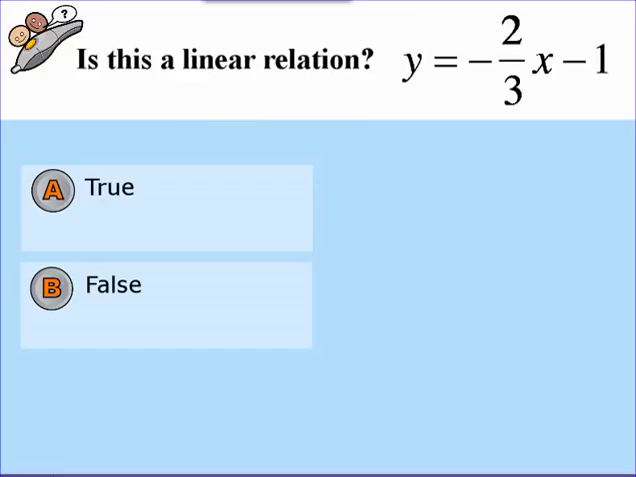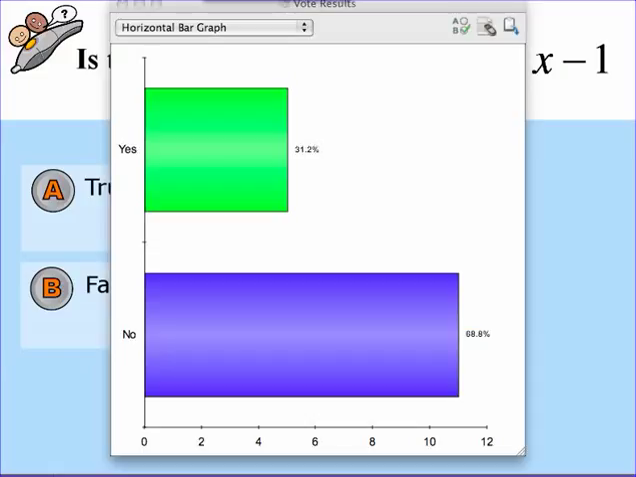Okay, let's look at this one. Is this a linear relation? So go through the check. Do all the variables have exponents of 1? Does it only contain addition, subtraction, multiplication? And this one actually is.